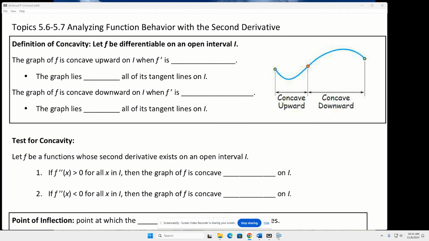All right, so we're going to analyze function behavior with the second derivative today. So the graph of f is concave upward on an interval whenever f prime is increasing. Now, I actually talked about this in pre-calculus today because some students were confused because they were looking at this right here. We would say that slope would be about -1. This slope right here would be about -1/2.